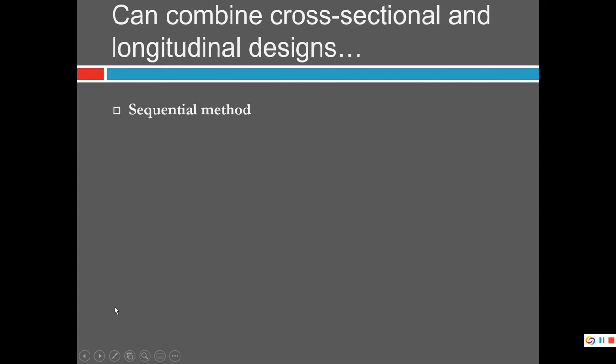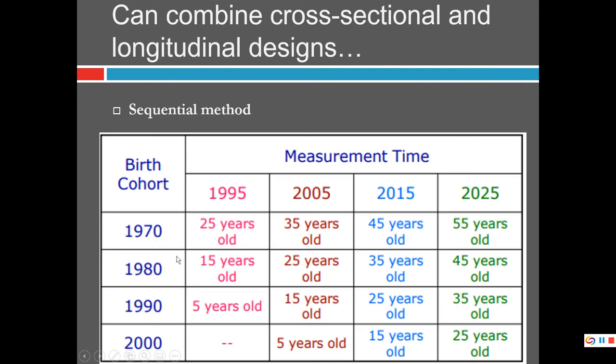Okay, last thing I want to talk about is that cross-sectional designs have their issues because they are comparing separate groups of people at different times. Longitudinal designs have problems because they're comparing the same group of people over time. But you can combine these things into something called the sequential method, where you're doing both cross-sectional and longitudinal designs concurrently.